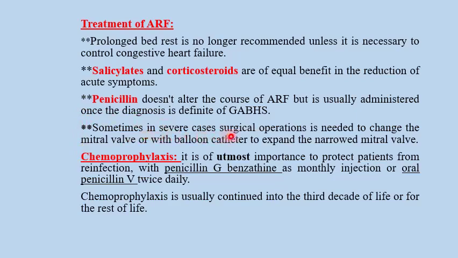Sometimes in severe cases surgical operations are needed. يحتاج الشخص إنه يعمل عملية to change خالص the mitral valve لو حصل فيها damaging خالص. ففي بعض الأحيان بنحتاج لسيرجيكال تدخل جراحي يعني to change the mitral valve or with balloon catheter to expand the narrowed mitral valve. يبقى لازم في بعض الأحيان نحتاج لإيه عملية جراحية للعلاج.